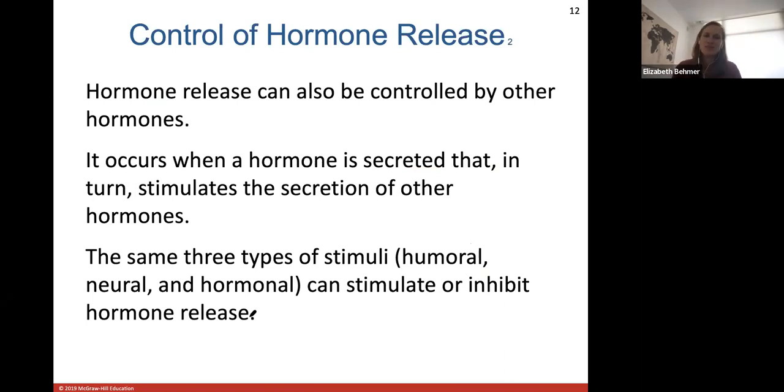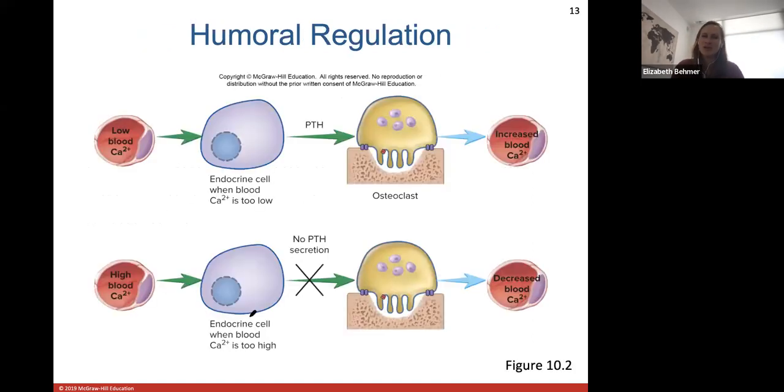Hormone release can also be controlled by other hormones. And what that means is it occurs when a hormone is secreted that in turn will stimulate the secretion of another hormone. The same three types of stimuli, whether it's humoral, neural, or hormonal, can stimulate or inhibit a hormone release. So that's how we control when hormones are released. So for example, if you have low blood calcium levels, this is an example of humoral regulation. The low blood calcium levels are picked up by an endocrine cell when blood calcium is too low.